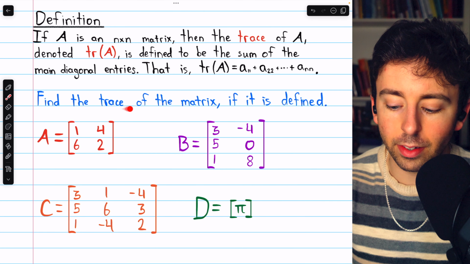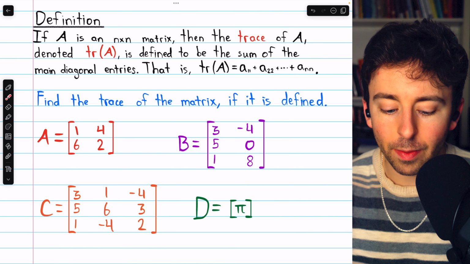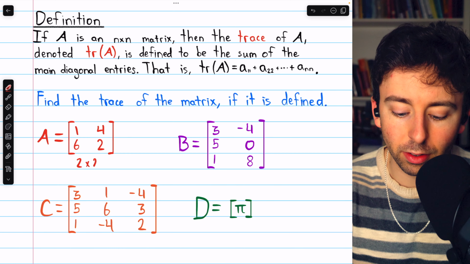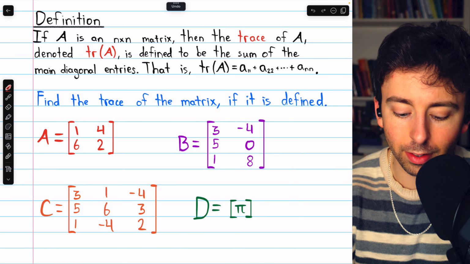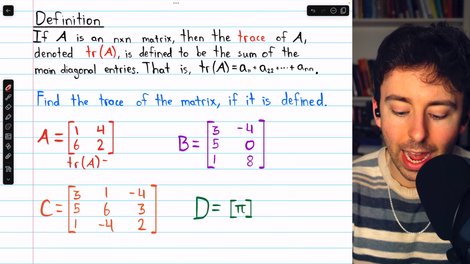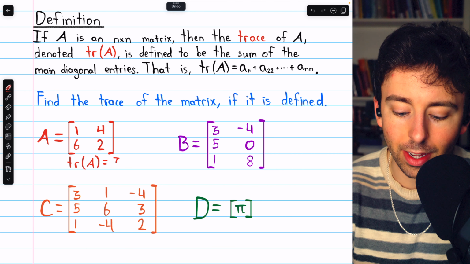Let's find the trace of each matrix if it is defined. Beginning with matrix A, is the trace of A defined? Yes, because matrix A is 2 by 2. It's a square matrix, so its trace is defined, and it's the sum of its diagonal entries, so 1 plus 2. The trace of A then equals 3.